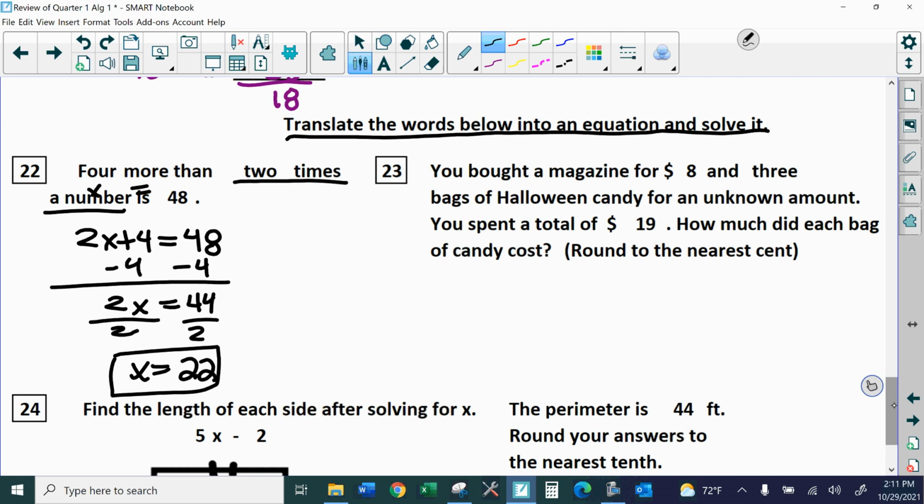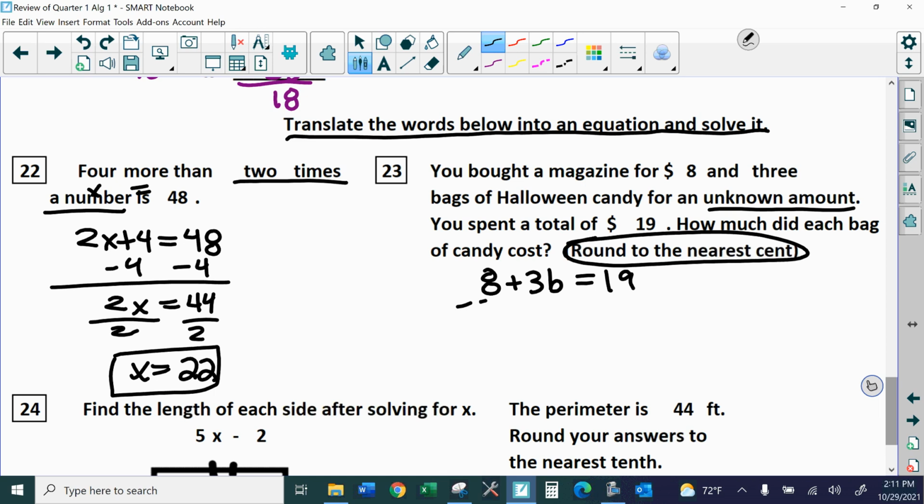Okay, you bought a magazine for $8 and 3 bags of Halloween candy for an unknown amount. Unknown amount, again, is whatever variable you want. We'll say B for bags. So I have $8 plus 3 bags. You spent a total of $19. Okay, round to the nearest cent. How much did you pay for each candy bag there? So I need to solve it and then change it into the hundredths spot, nearest cent.